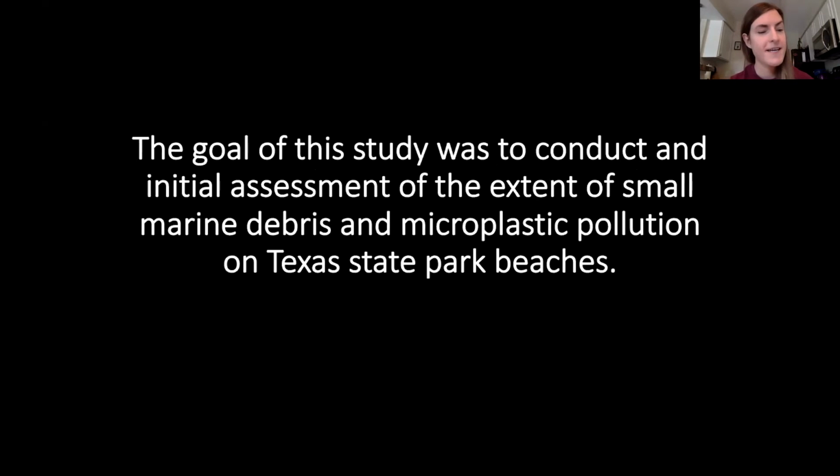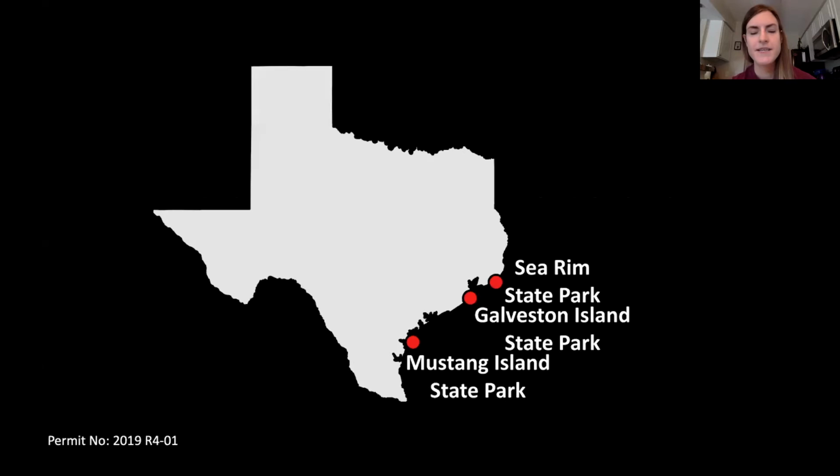So the goal of this study was to determine the extent of microplastic pollution on 3 Texas state park beaches, and to try to get some preliminary data on just how bad the problem is. For my study, I'm working with Sea Rim State Park, Galveston Island State Park, and Mustang Island State Park. I chose these sites because they give me a representative coverage of the Texas coast. Additionally, all of these parks have areas that are cut off to vehicle traffic, which allows me to get a consistent transect each time while also eliminating variables from one anthropogenic factor, which would be the cars.